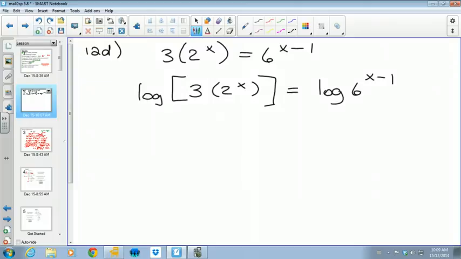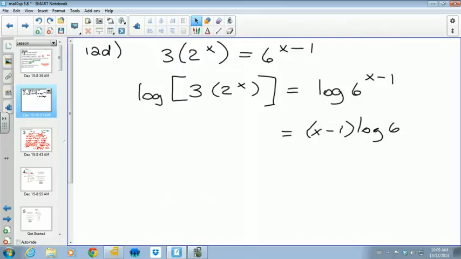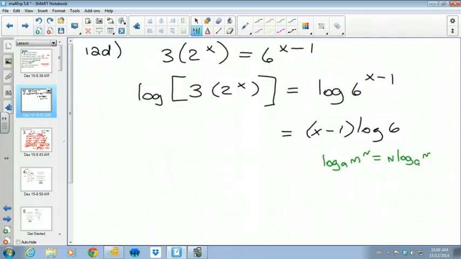Which log laws do I use? Mel? Power law on the right. So the power law says that we can bring the exponent to the front. I have just used the power law. The power law states that log base a of m to the n is n times log base a of m. I just used that there.